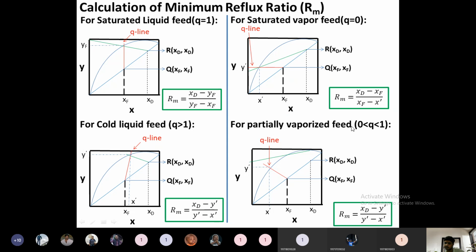Then the next case is partially vaporized feed. For partially vaporized feed, q is in between 0 and 1. Then for this, the q line will be like this, and they coincide. Okay, I forgot to show this, I showed it wrongly.